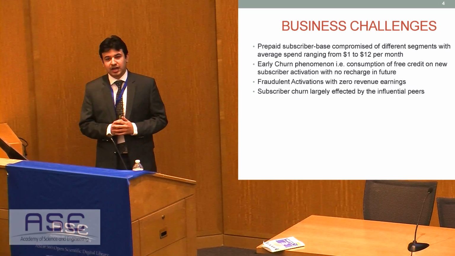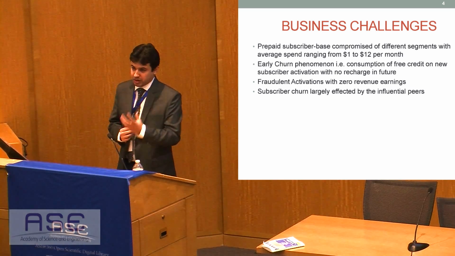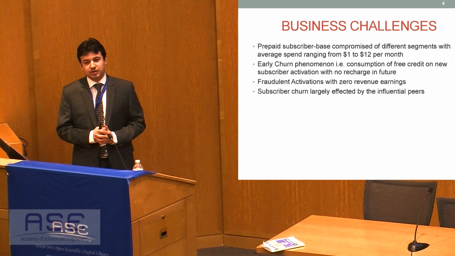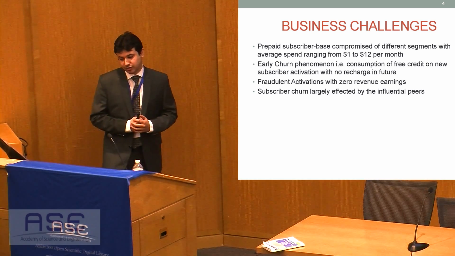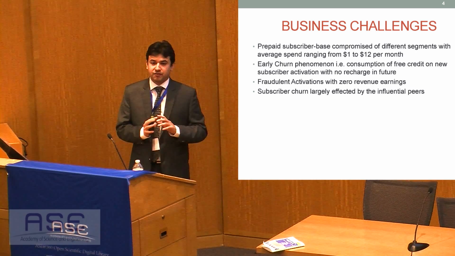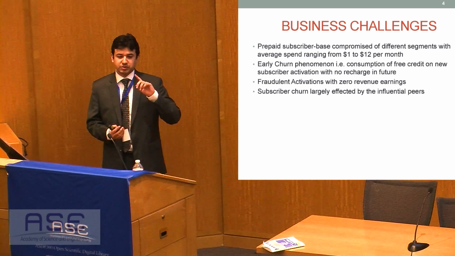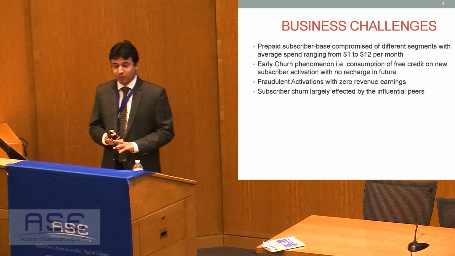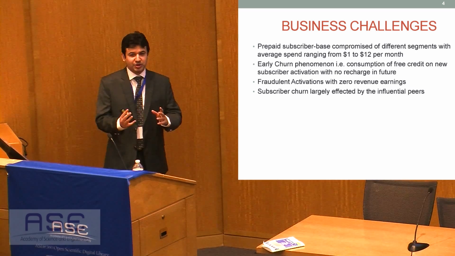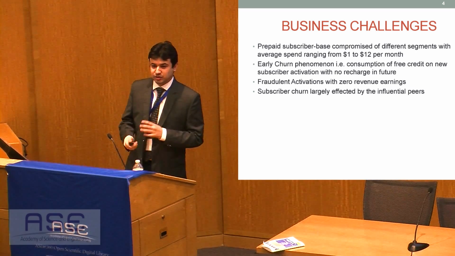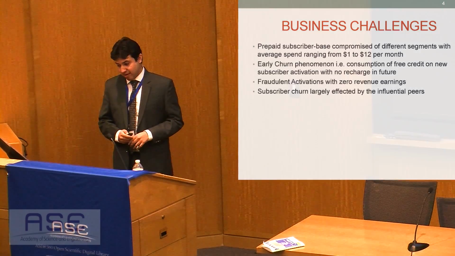Then we had fraudulent activations, where we see a new activation in the system, but we don't get revenue from those activations. That was another key challenge for us. Then the subscriber churn was largely affected by influential peers, which means you are doing good, you're giving us good revenue, but then you are gone. Why were you gone? Because this was not your decision as a peer, as a group, everyone is going from the network. That was something which we had to track.